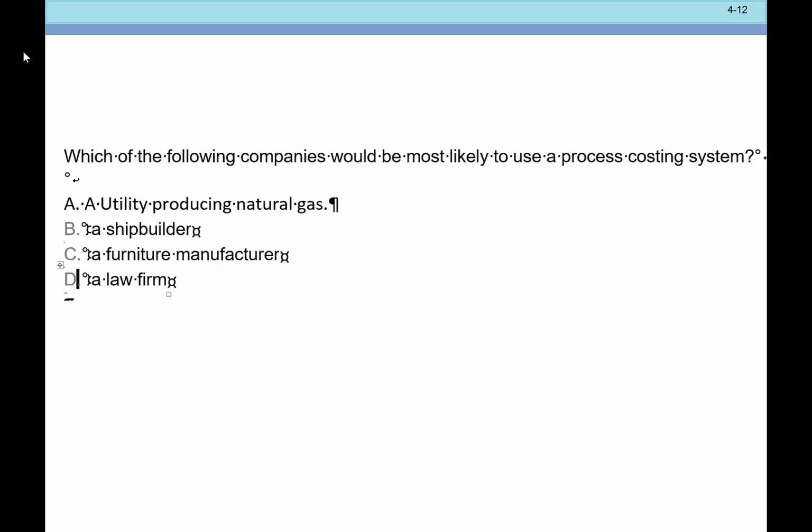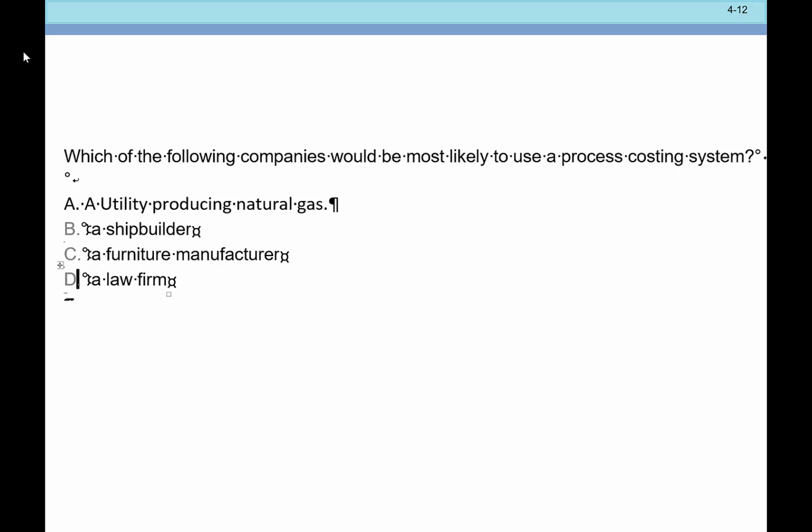Okay? The answer is A. Yeah, because gas is a homogeneous product, right? And you say, well, why would you need more than one department for gas? Does natural gas have a smell to it?